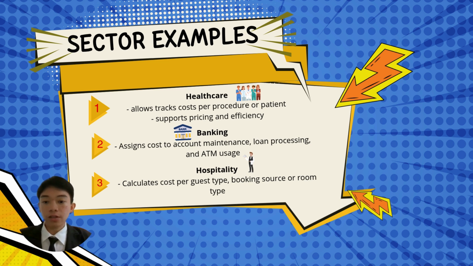The third one is hospitality, like hotels. They use ABC to understand their cost per guest type, booking channel, or amenity usage. Hence, ABC can help them to optimize their promotion, staffing, and service delivery.